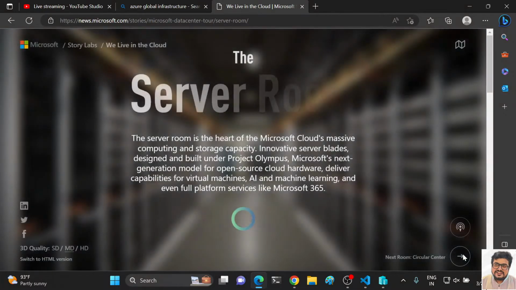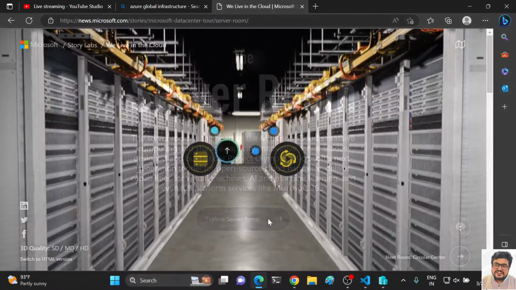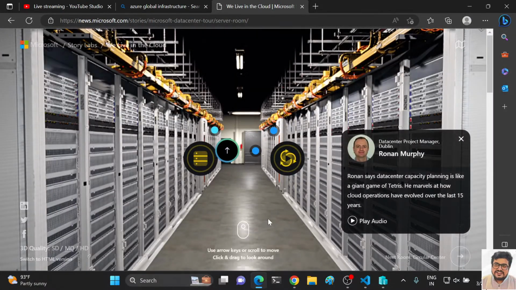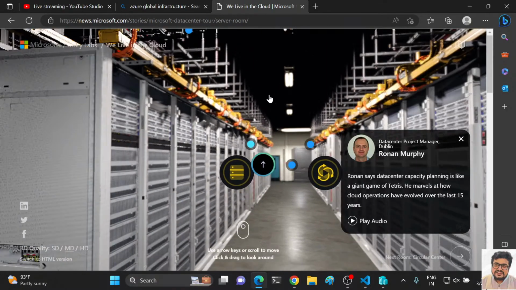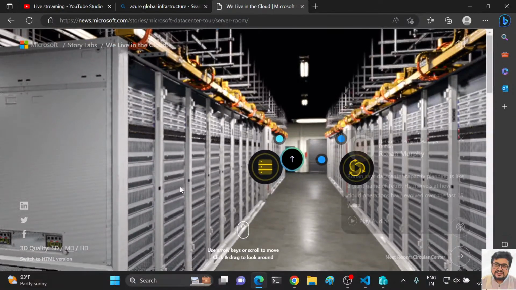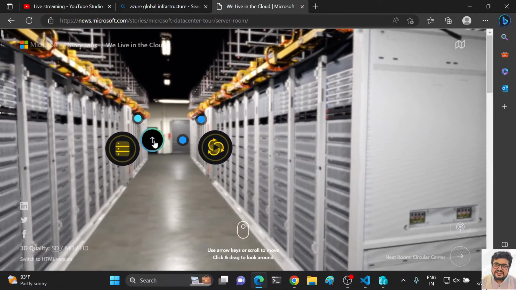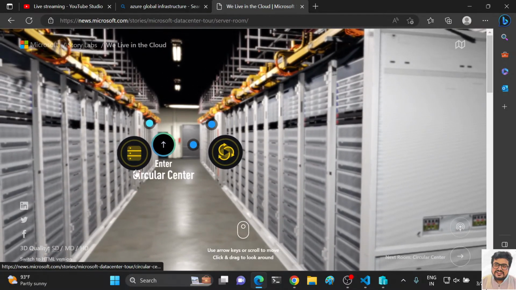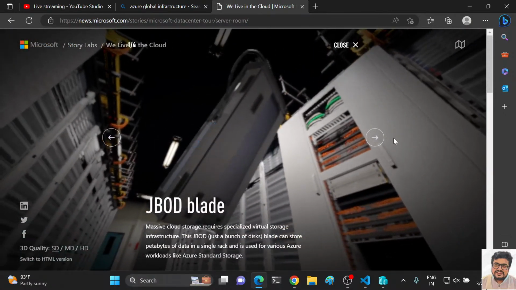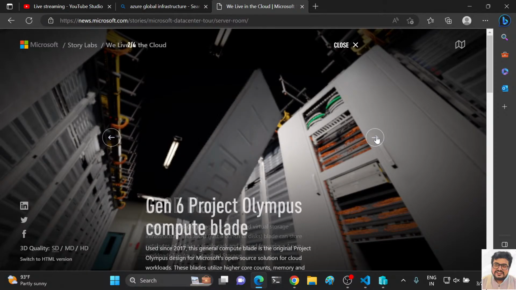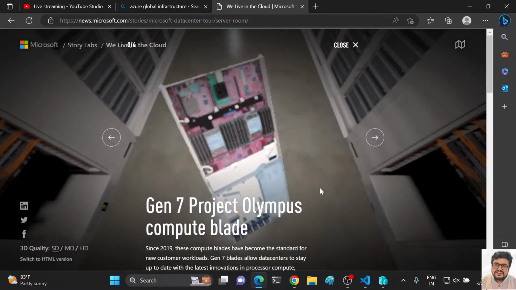Let us see what we have learned yesterday. Are you seeing racks? Right? This is something which you understand, right? So this is a 360-degree view. So if you enter the circular center, how would it look like? Let us not worry about it. Let me go with server blades or blade servers. This is what Microsoft Azure uses. So they use different blade servers. This is how they look.